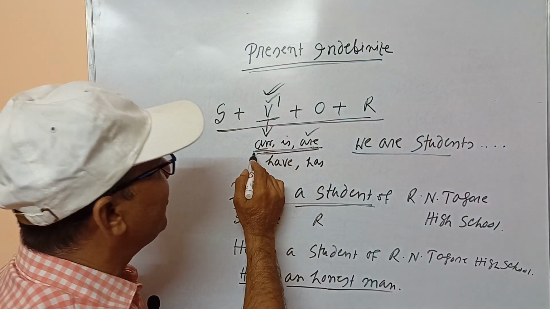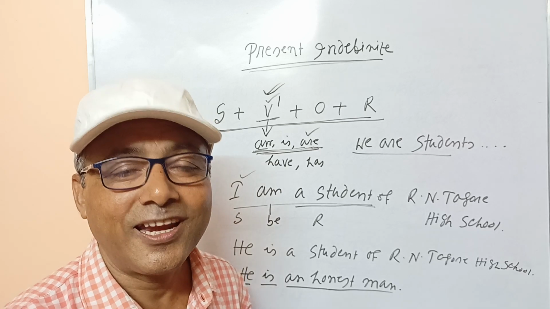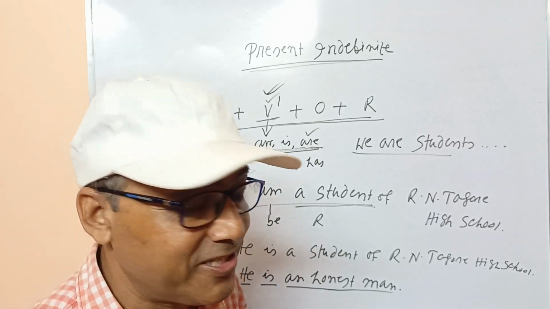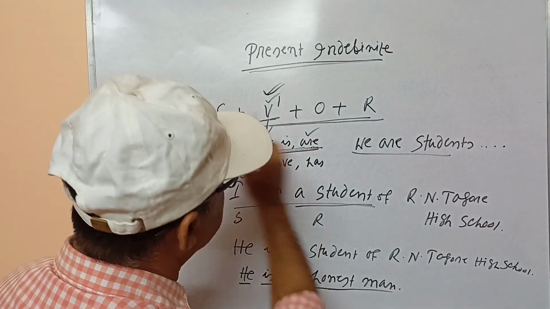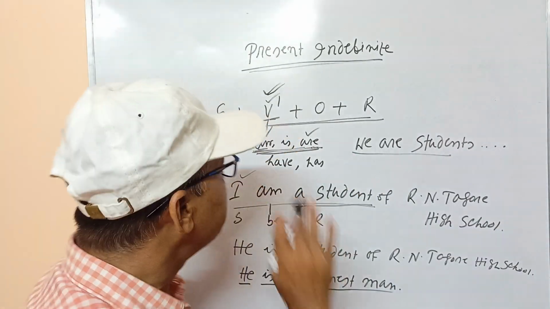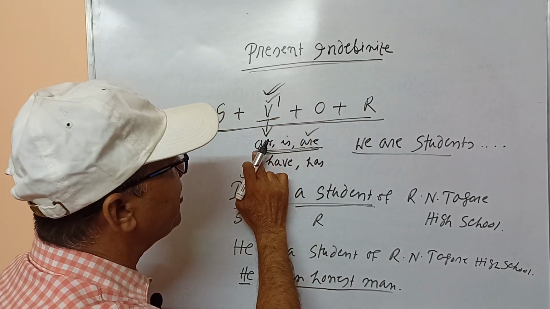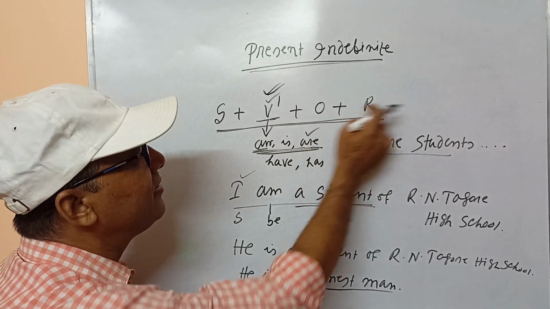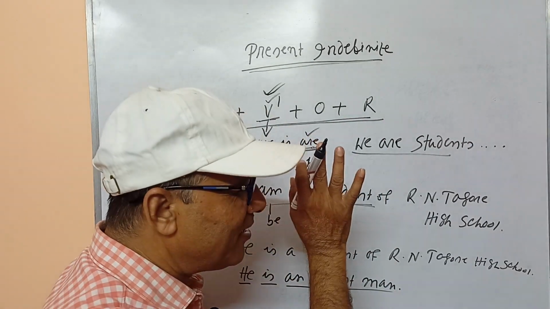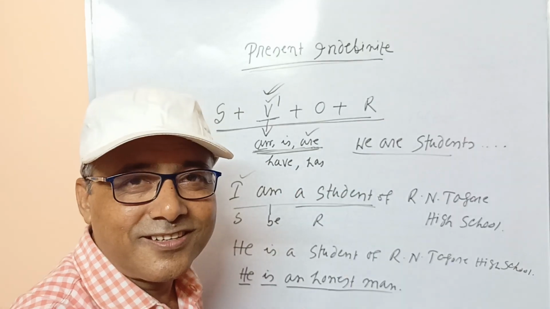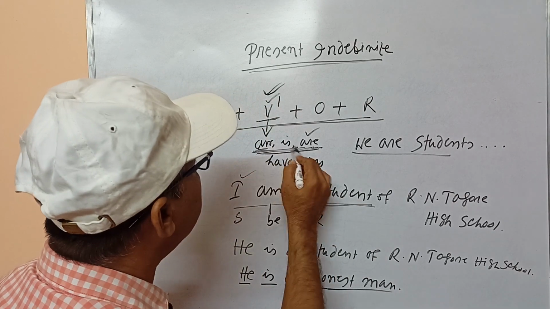So with the help of be verb, am, is, are, we also can create a lot of sentences. Just follow the formula. The formula will be the same. Subject, and in place of verb one, you will take am, is, are, be verb, and then object and remaining. Thus, we can create a lot of sentences with the help of be verb.